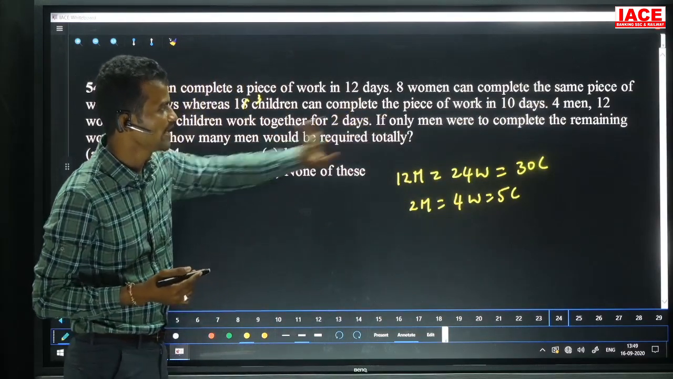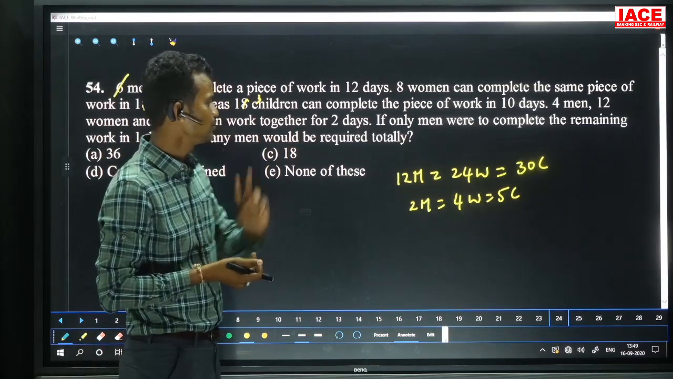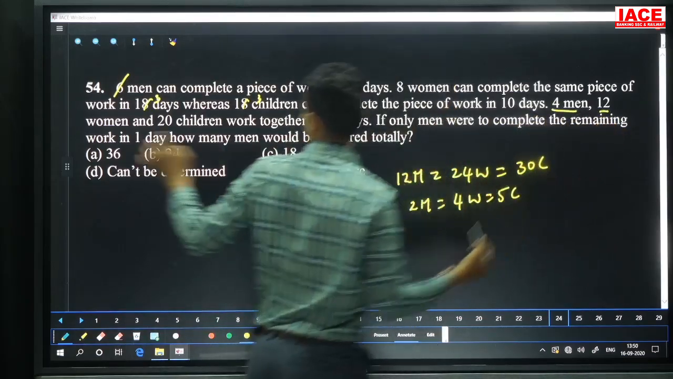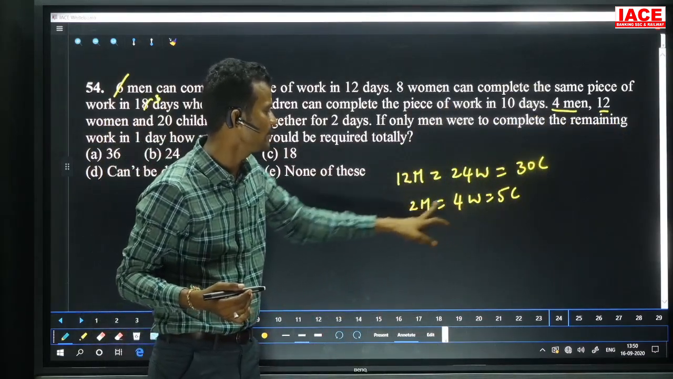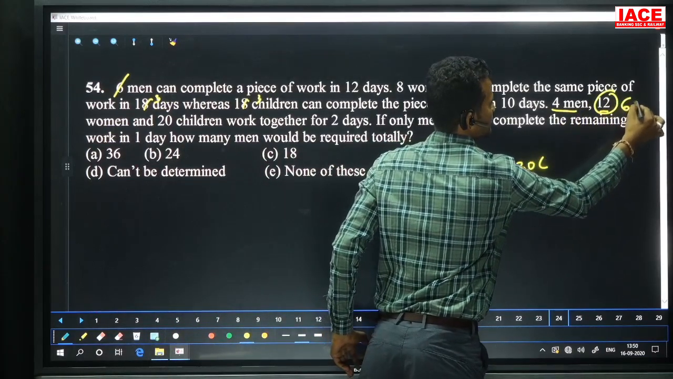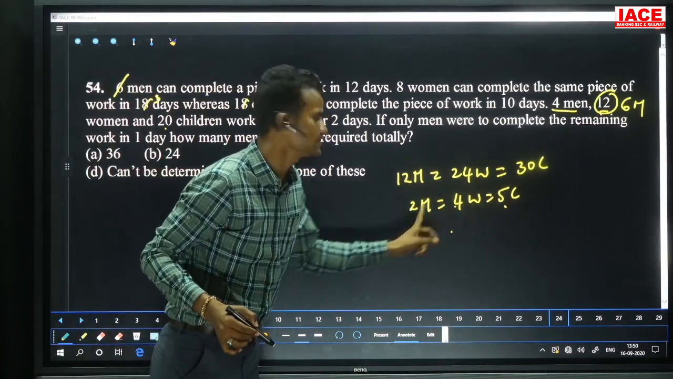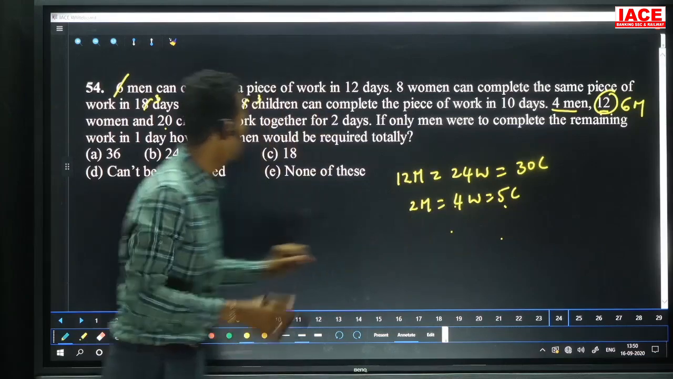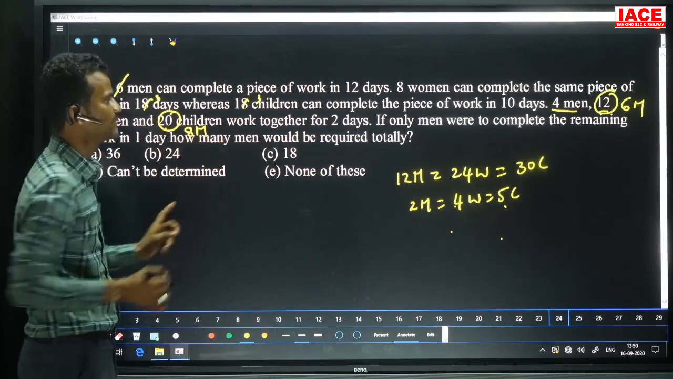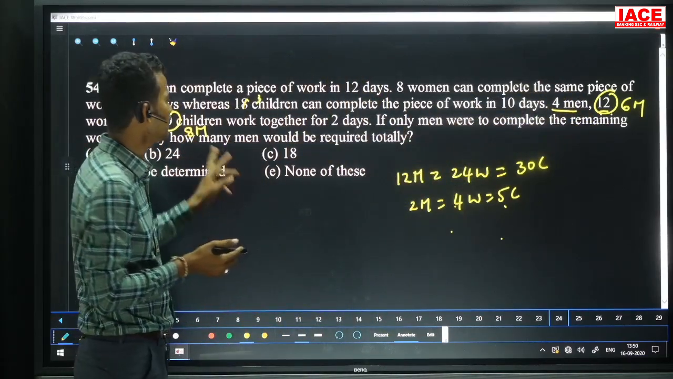Okay, 4 men, 12 women, and 20 children working together for 2 days. Listen, sir. 4 men, 4. Sir, 12 women. 12 women is nothing but how many men, sir? 4 threes, 2 threes. This is 6 men. Okay. Now 20 children. 5 children is nothing but 2. 5 fours are 20, 2 fours are 8. That means how many men for 20 children, sir? 8 men. Listen, sir. 4 plus 6, 10. 10 plus 8, 18 men.